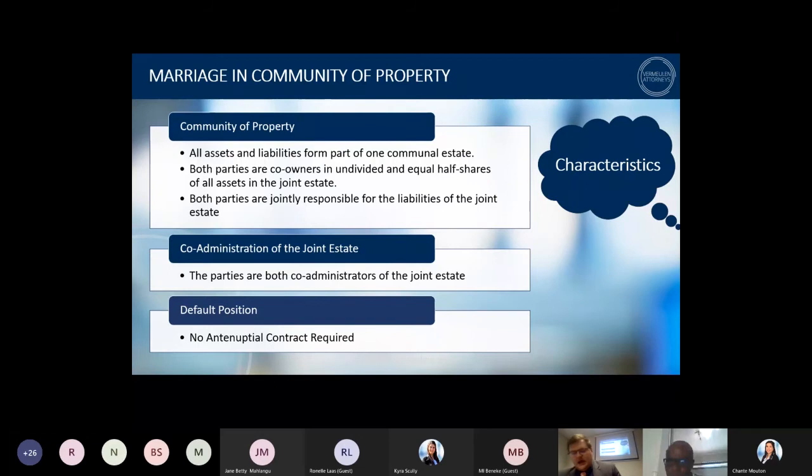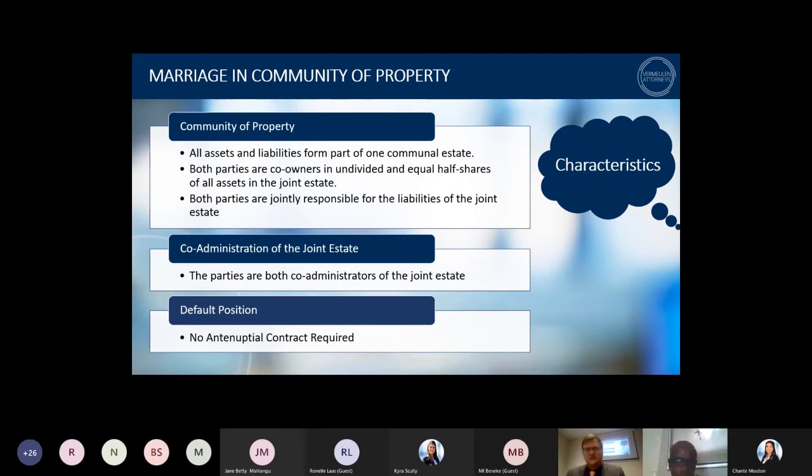And number three, very importantly, is the fact that this is a default position. Let's start from the bottom, working upwards. It is a default position in that you do not require an anti-nuptial contract to be married in community of property. In other words, if you say "I do," and if you sign the marriage register with your officiate before you cut the cake, and you have no anti-nuptial contract, you are married in community of property.